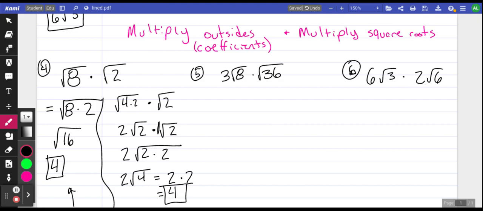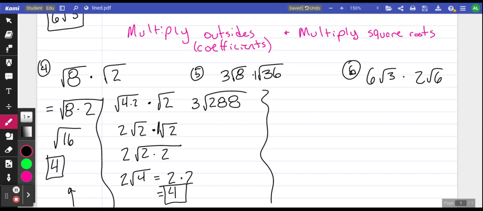All right, so let's look over here at 5. I could do this one where I multiply the outsides and multiply the insides, right? Where my outside, I really just have 3 times 1, so I have 3. And my inside, I have 8 times 36, which gets me 288.